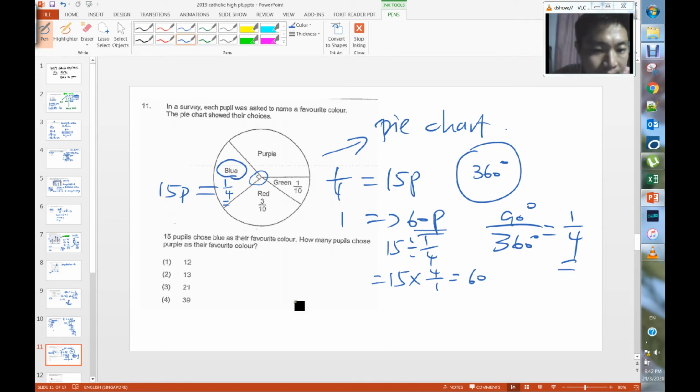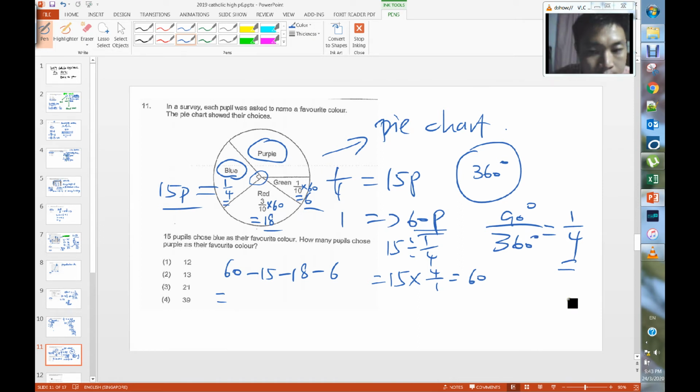Okay, now the question asks how many pupils chose purple. So you just have to do what? You just have to find out how many pupils chose red. So 3/10 times 60, you get 18. And then over here, 1/10 times 60, you get 6. So all you need to do is take 60 minus 15, which chose blue, and then minus the 18, and then minus the 6.